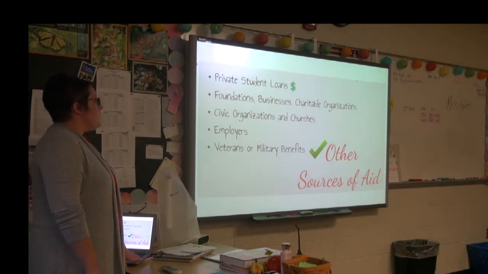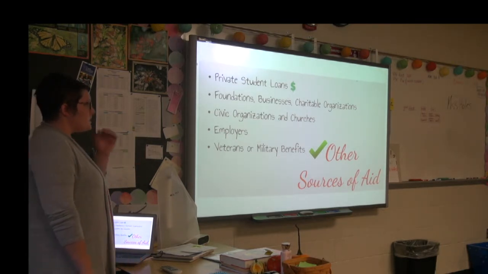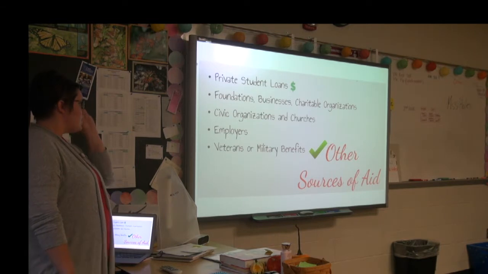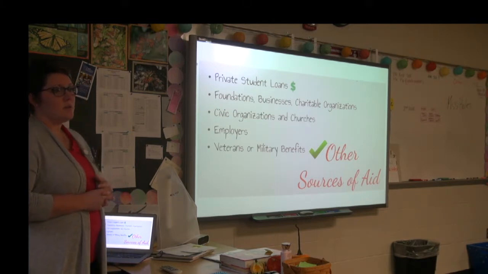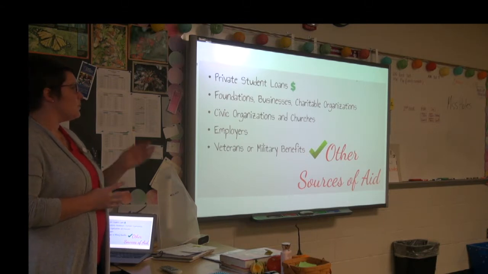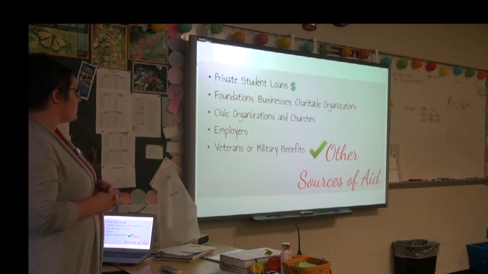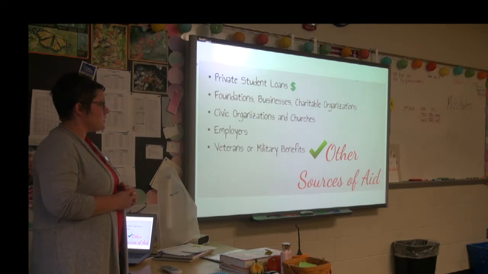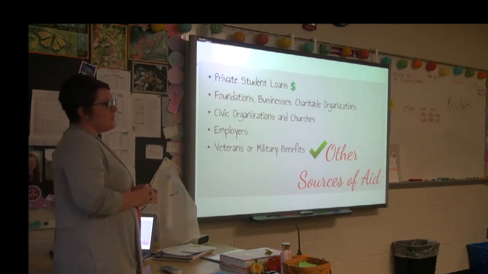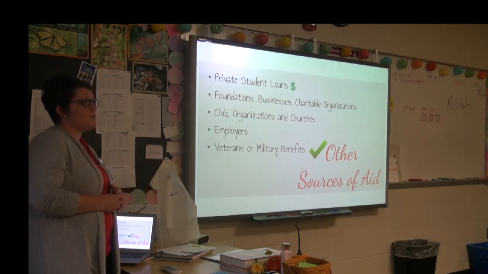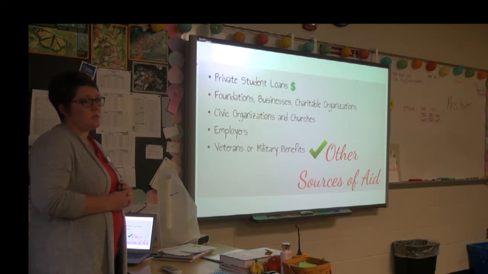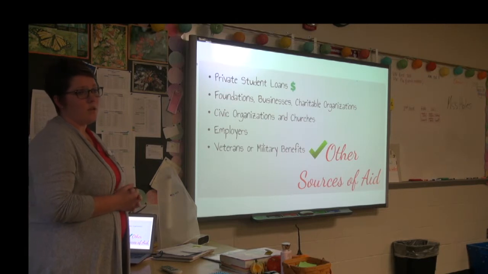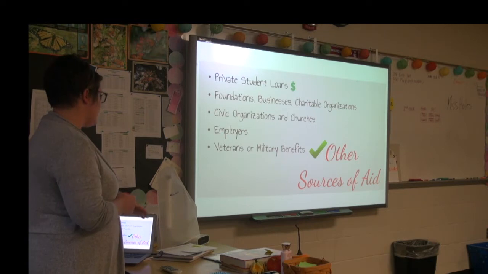There are also private student loans, foundations, businesses, charitable organizations. Some employers have opportunities for their employees and their employees' children for education, so that's worth looking into. Some military benefits can be transferred to students, so if you've had service in your background and you have some benefits that you haven't used, you could potentially pass them on to your students, so that's worth looking into with the VA.